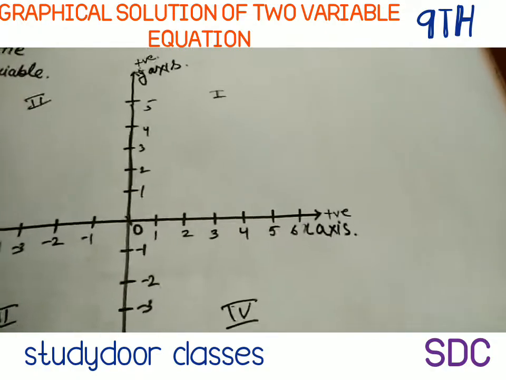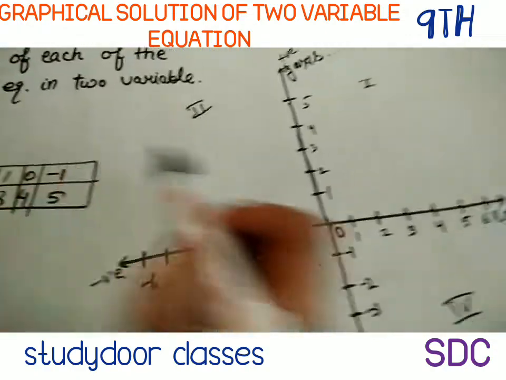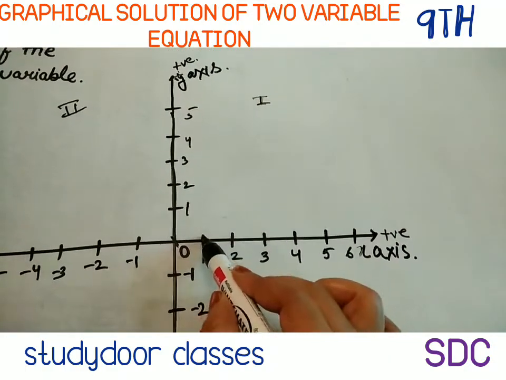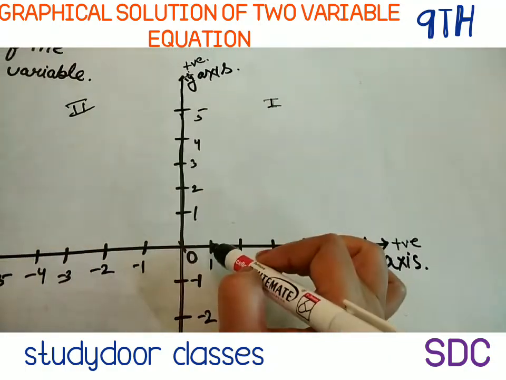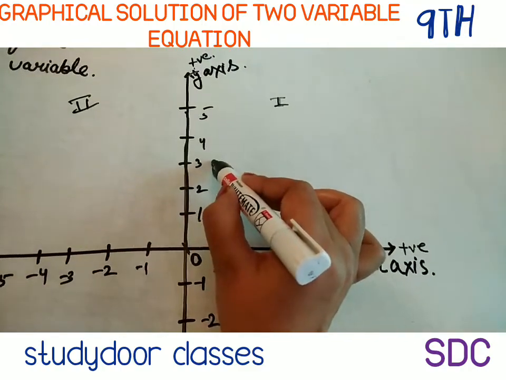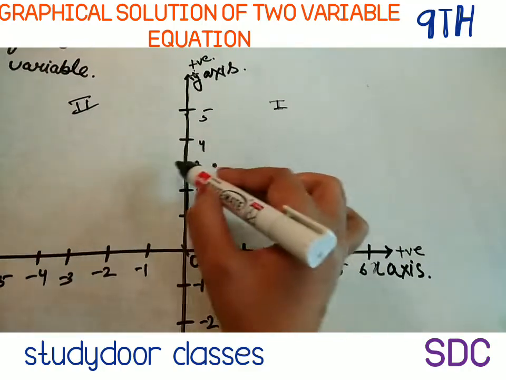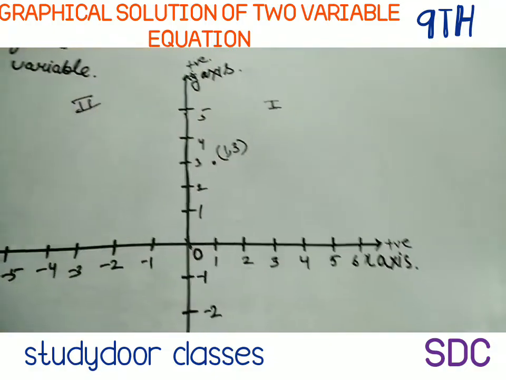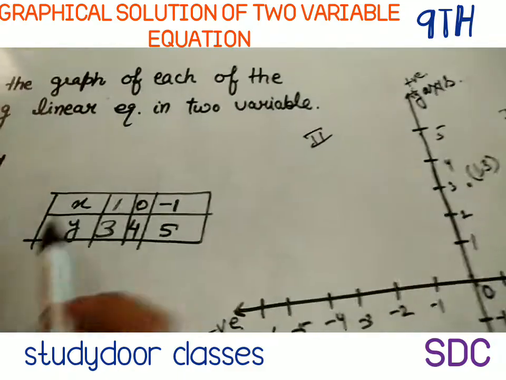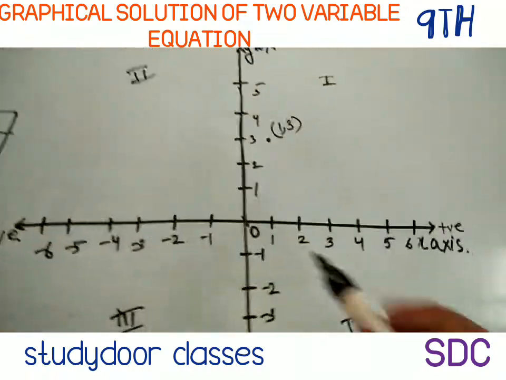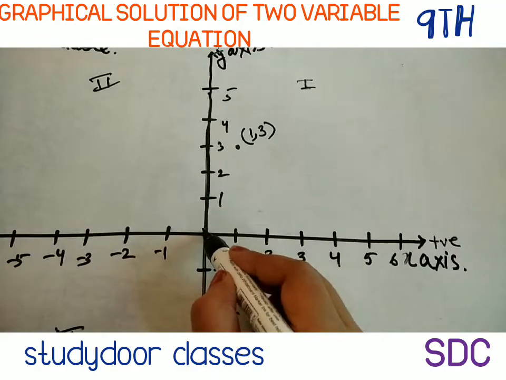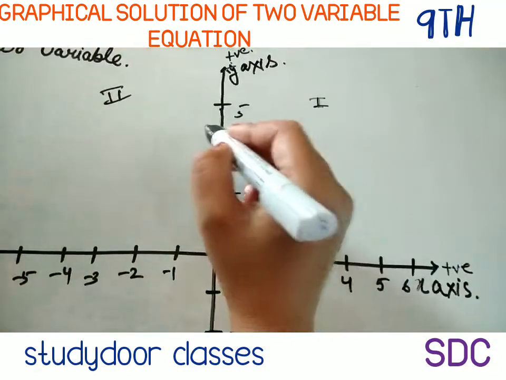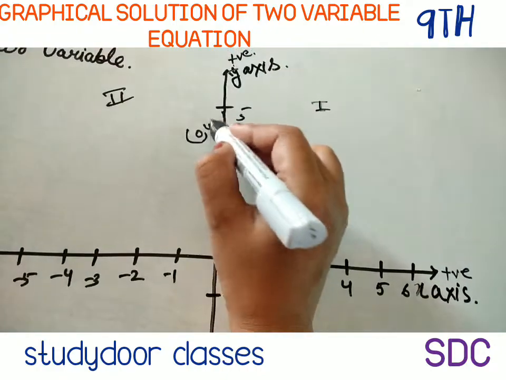Now we have to draw the points. First point is 1 and 3. The x point is 1 and the y point is 3. Then we will find the point in front of 1 and in front of 3, and mark it 1 and 3. Next point is 0 and 4. The x point is 0 and the y point is 4. Then the point will be marked here. It is called 0 and 4.